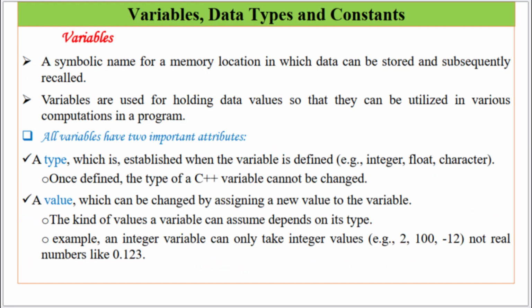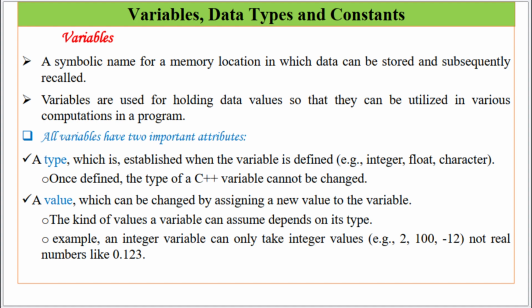Variables, data types, and constants. Variables: a symbolic name for a memory location in which data can be stored and subsequently recalled. Variables are used for holding data values so that they can be utilized in various computations in a program.